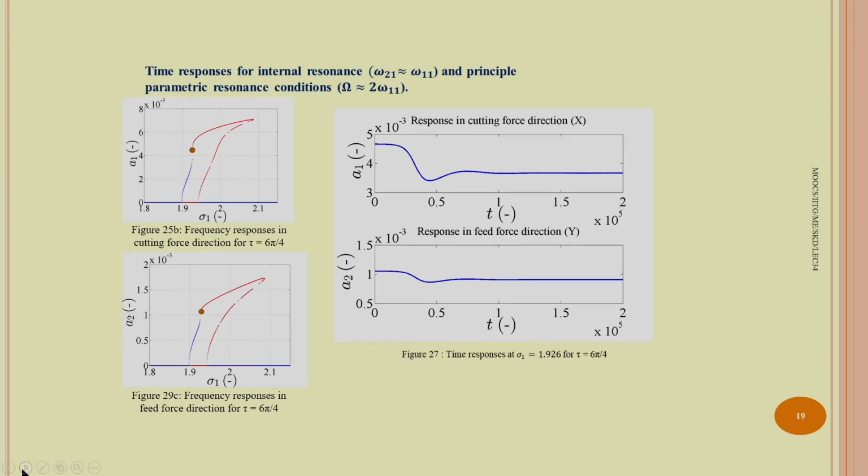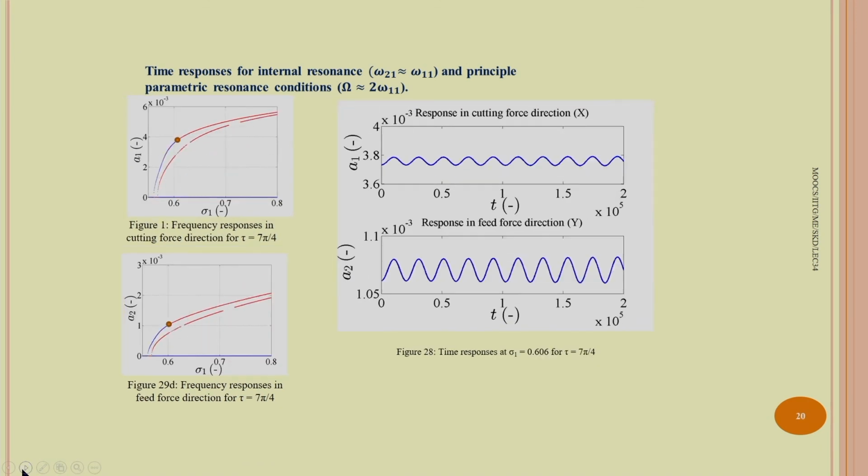So, for different points similarly it has been obtained. You can see this undulation is more in this case. So, time response for sigma 1 equal to 0.606 and tau equal to 7 pi by 4. So, one can study different marking, or one can study different responses of the turning operation in this way.